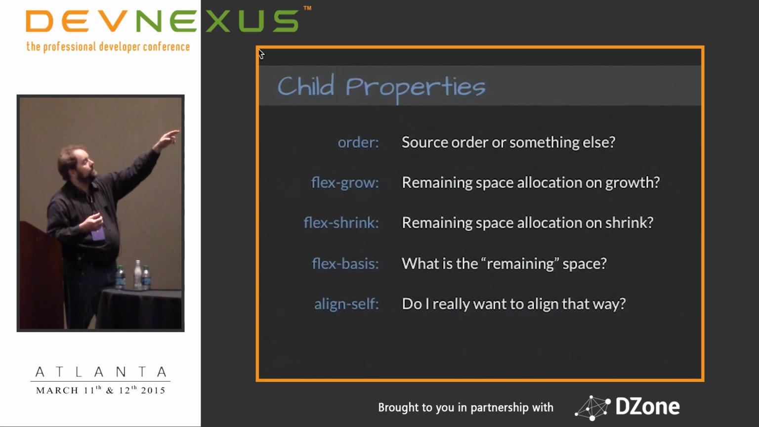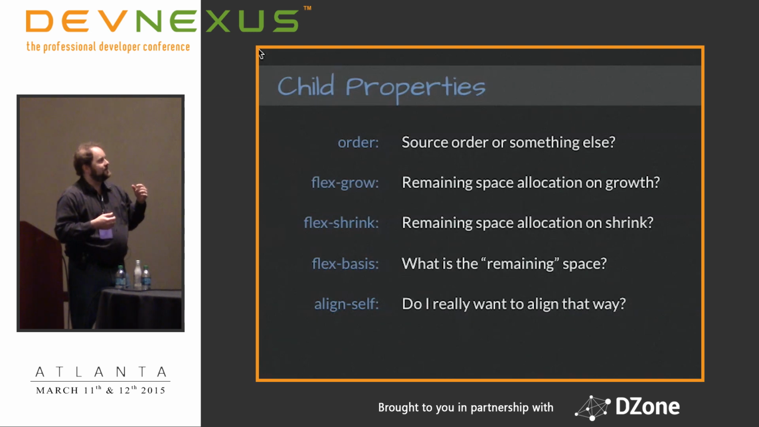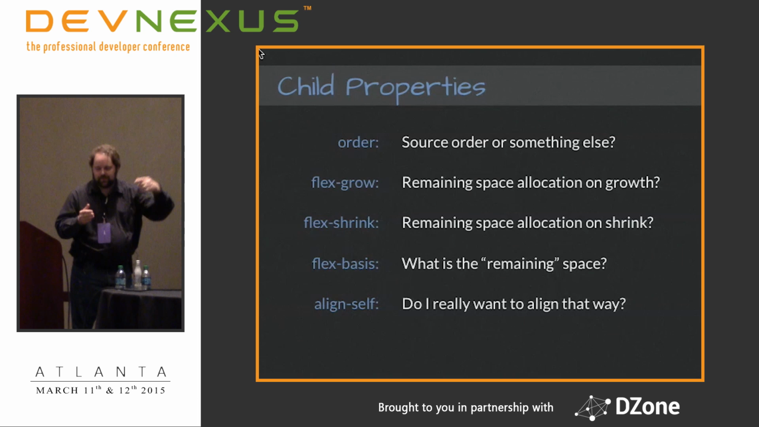Flex-grow and flex-shrink, that's pretty cool. It's an apportionment of remaining space, and remaining space has a lot to do with this flex-basis. It's not like a width or a height. It's not a minimum height. It's just what space is available based on what the dimension of everything is. All these children, and then you've got align-self, which is kind of an override.